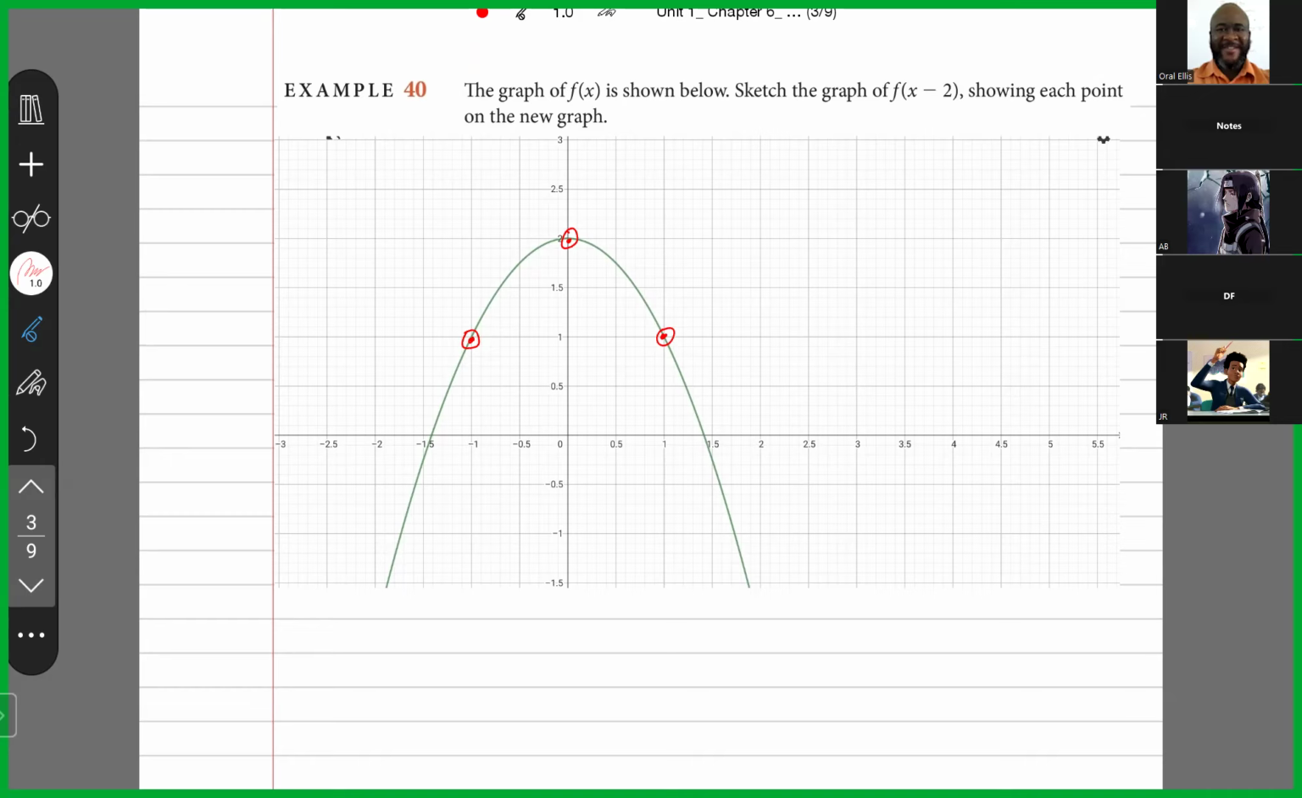All right, now, ladies and gentlemen, the graph of f of x minus 2 is a horizontal translation of the graph of f of x. Now, if it's x minus 2, you're going to move the graph 2 units to the right. Be very careful about the 2 units. And so let's move this graph 2 units to the right.